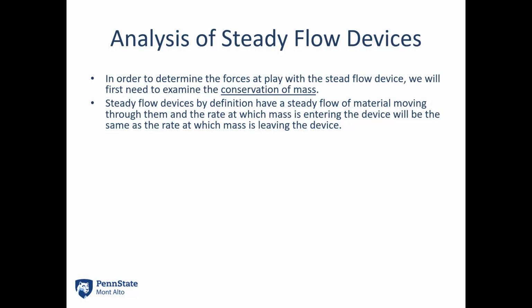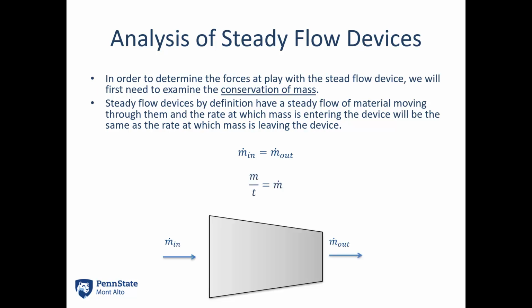The rate at which mass is entering the device will be the same as the rate at which it is leaving the device. So mass flow rate in is equal to mass flow rate out, where the mass flow rate is the amount of mass that comes in or out divided by the unit time. It might be so many kilograms per second of a material moving in or out. And steady flow devices, if they're rigid, can't balloon up or get smaller over time. They're going to have a matching input and output. All right, so that's our mass flow rate.